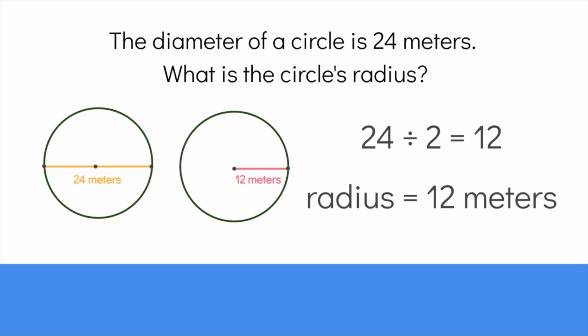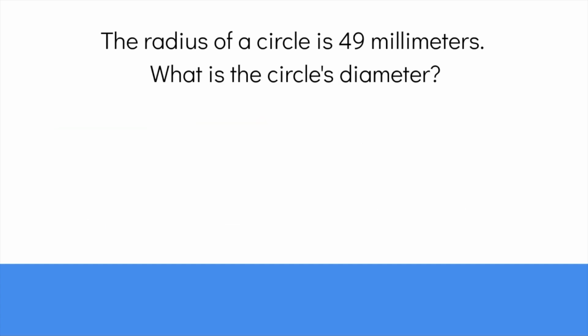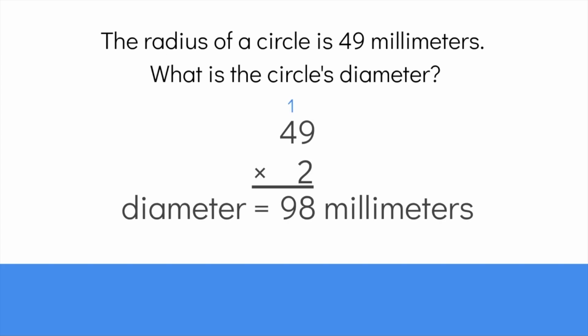Let's try one more. The radius of a circle is 49 millimeters. What is the circle's diameter? Since the diameter of a circle is always twice the length of the radius, we can multiply the radius by 2 to find the diameter. Here, we'll multiply 49 by 2. That gives us 98. So the diameter of this circle is 98 millimeters.